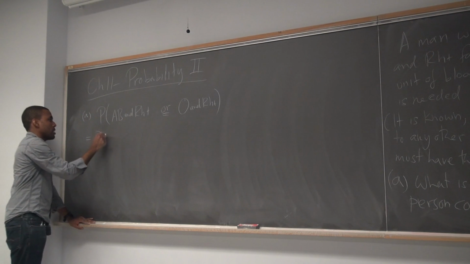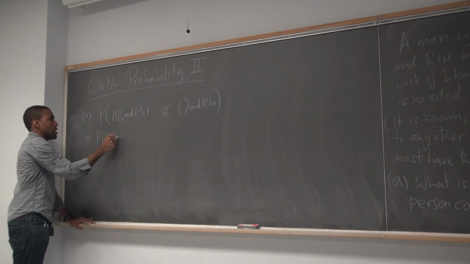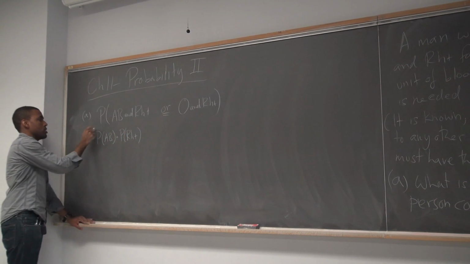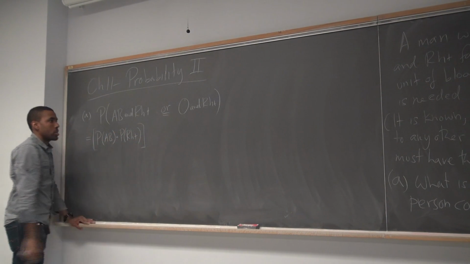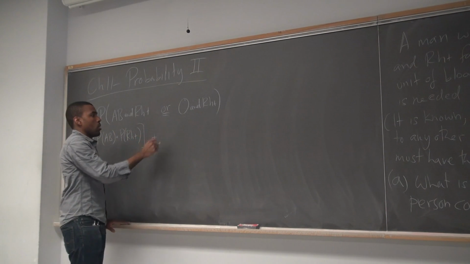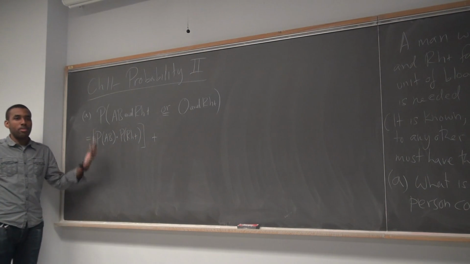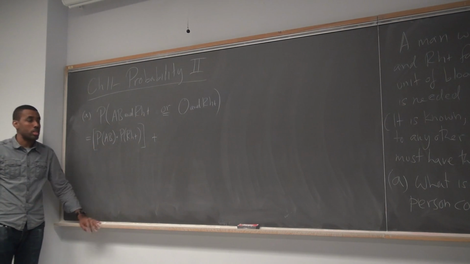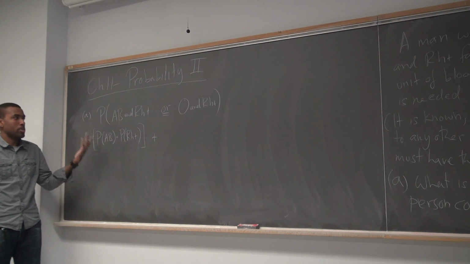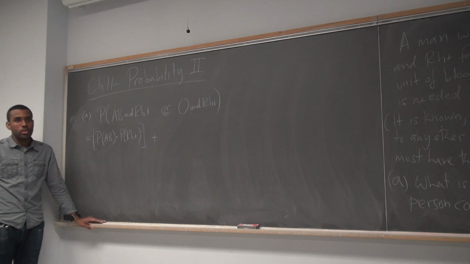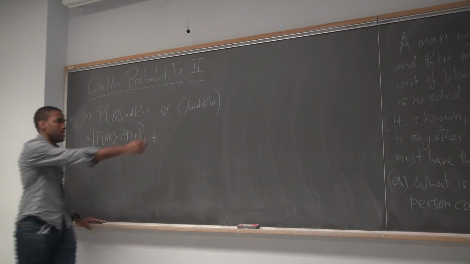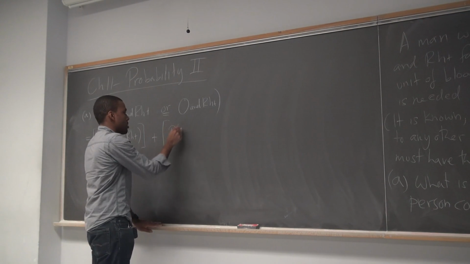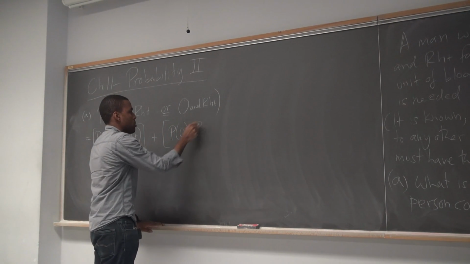So you can think of this as the probability of AB times the probability of RH plus, because they're independent. And the blood types are mutually exclusive because you can't have a person with two different blood types. Either your blood type is AB or it's O in this situation. You can only have one blood type, right? So this is the probability of O times the probability of RH plus.